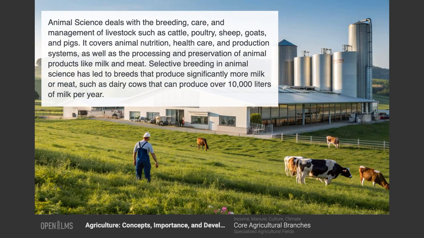Animal science deals with the breeding, care, and management of livestock, such as cattle, poultry, sheep, goats, and pigs. It covers animal nutrition, healthcare, and production systems, as well as the processing and preservation of animal products like milk and meat. Selective breeding in animal science has led to breeds that produce significantly more milk or meat, such as dairy cows that can produce over 10,000 liters of milk per year.